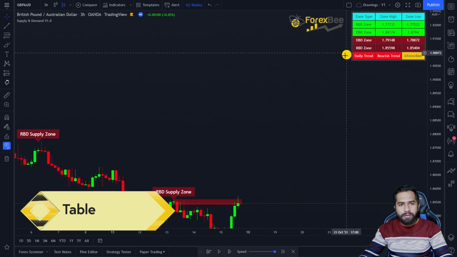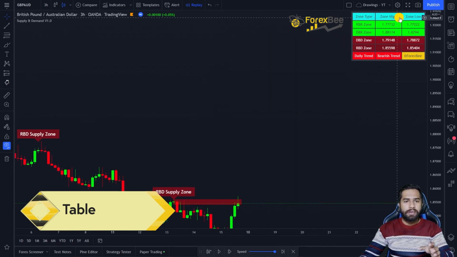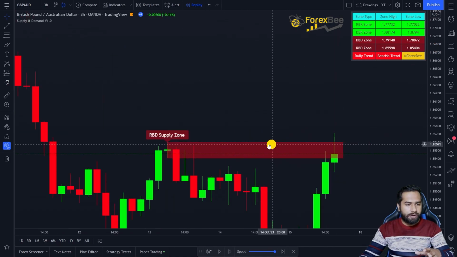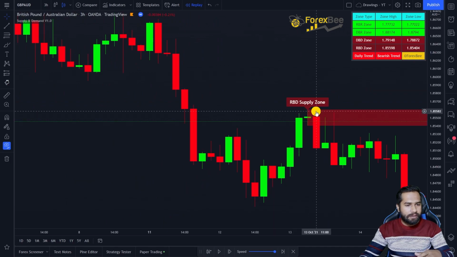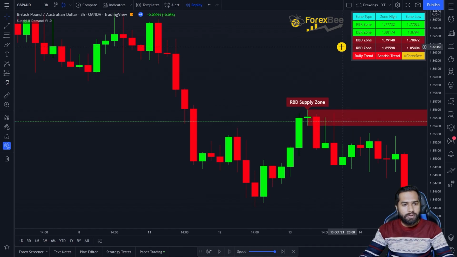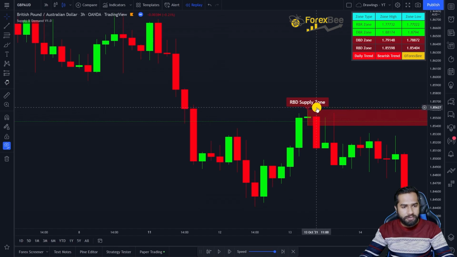In this table, what the indicator does is give us the zone high. Let me go here to give you an example. Here you can see this is our rally based drop supply zone, and this is the high of this zone, and this is the low of this zone. So the indicator is giving us the values of this rally based drop supply zone. As you can see here, the high value is this, and the low value is 1.85404, as you can see here.